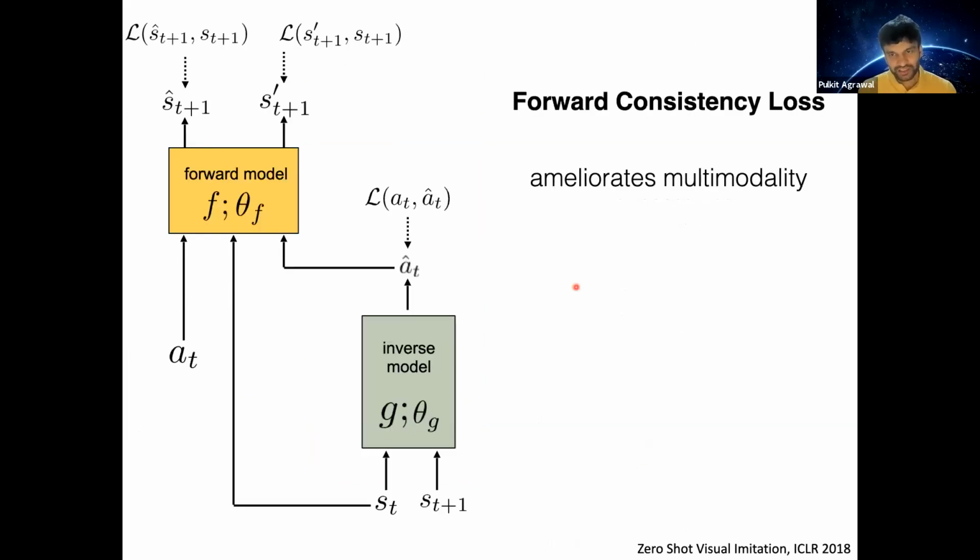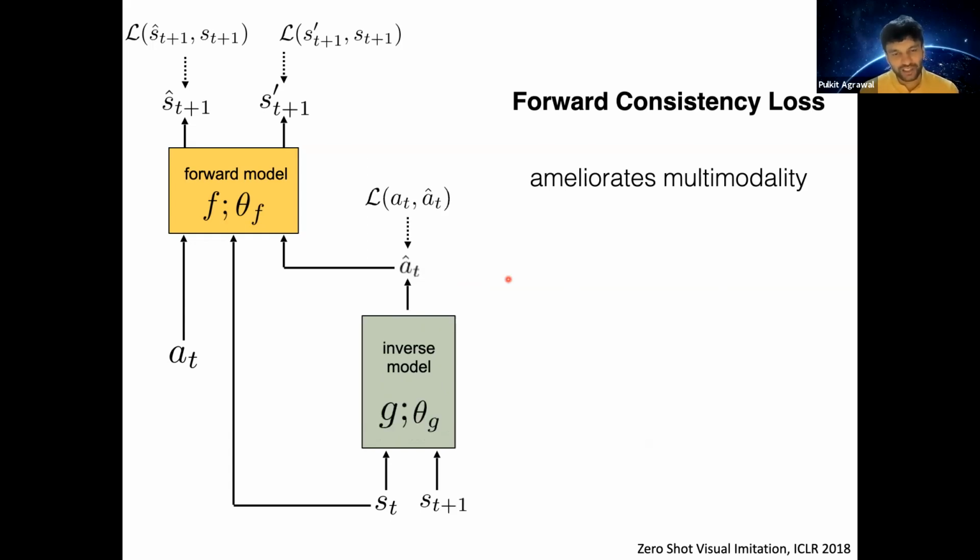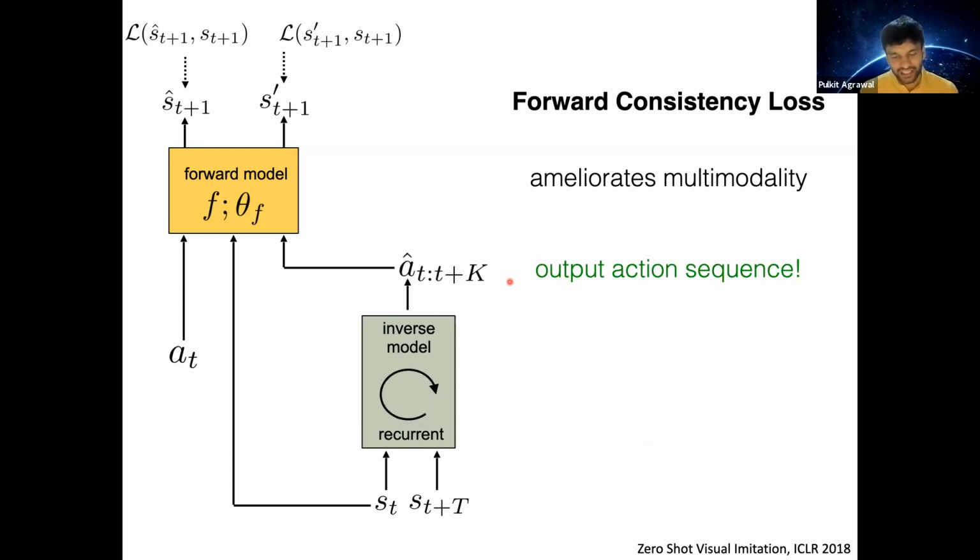And now, because we can fix multimodality, instead of predicting just a single action, we can extend the model to predict a sequence of actions. How do we do this? Instead of having a feed-forward network, I can put something like an LSTM or a recurrent neural network, the kind of models that we talked about in the deep learning lecture some time back. So now instead of predicting one action, I can start predicting a sequence of actions over here.